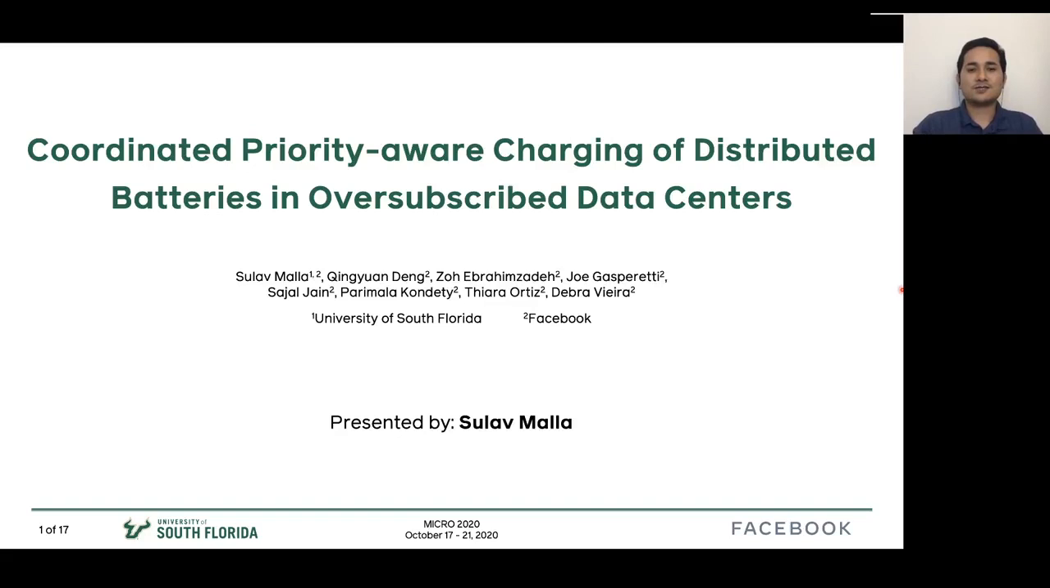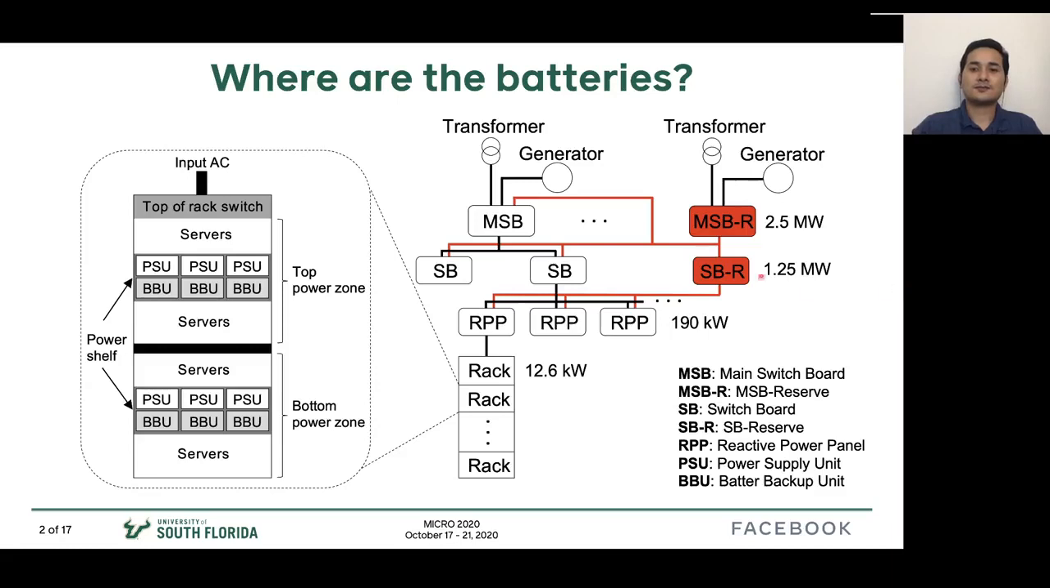In this work, we tackle the problem due to power spikes caused by recharging of batteries, especially in oversubscribed data centers. This figure shows a typical data center power hierarchy where the power from the utility goes to the servers in the racks through a series of circuit breakers.